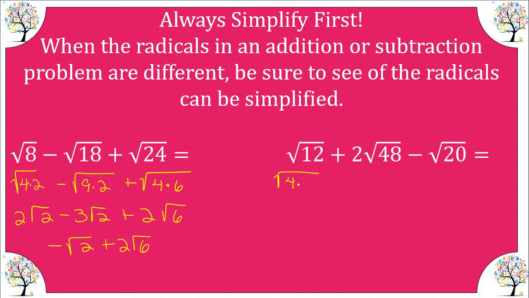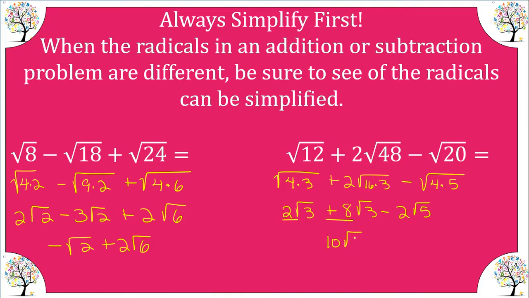We have 4 times 3 to give us the 12. We have 16 times 3 to give us the 48. And we have 4 times 5 to give us the 20. I'm going to take the square root. So I get 2 times the square root of 3 plus the square root of 16 is 4 times this 2 is 8 times the square root of 3 minus 2 times the square root of 5. So again, we can't combine them all, so we'll just combine what we can, and we get 10 times the square root of 3 minus 2 times the square root of 5.